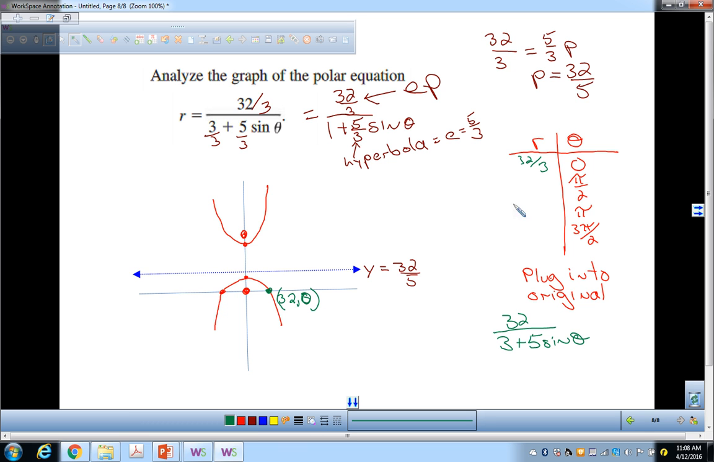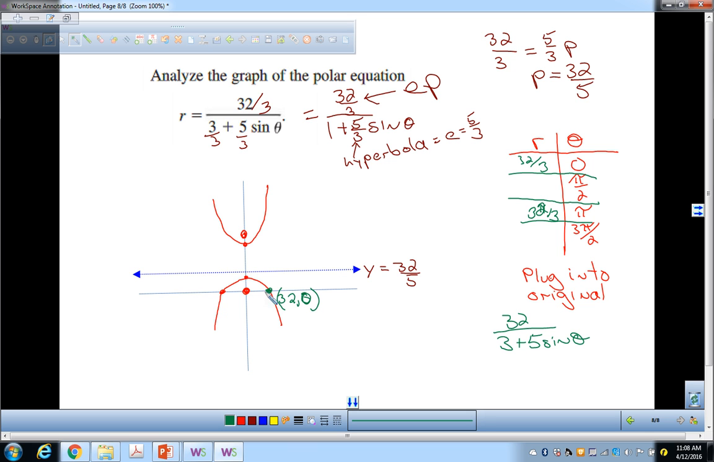Let's find this point over here. I'm guessing that it's going to be this one. So if I plug in pi in here, what's the sine of pi? What's the sine of pi, Evan? In your head, not with a calculator. It's 0. What's 3 plus 0? 3. So again, I get 32 over 3 when I plug in pi. Okay? So here's this point, here's that point, here's this point.